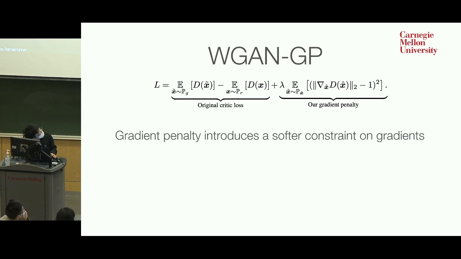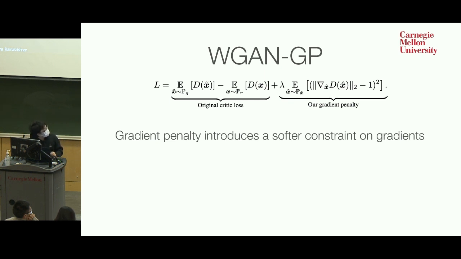What's the mention? This probability of x hat is different from the previous probability of Pr and probability of Pg. This is simply another probability distribution, and for this one, we are trying to keep enforcing the gradients of this one to be equal to one. Otherwise, we just penalize it, just like every time we perform regularization.